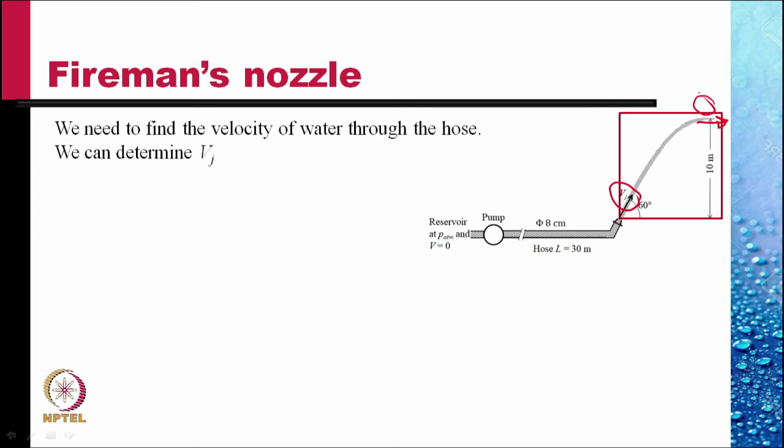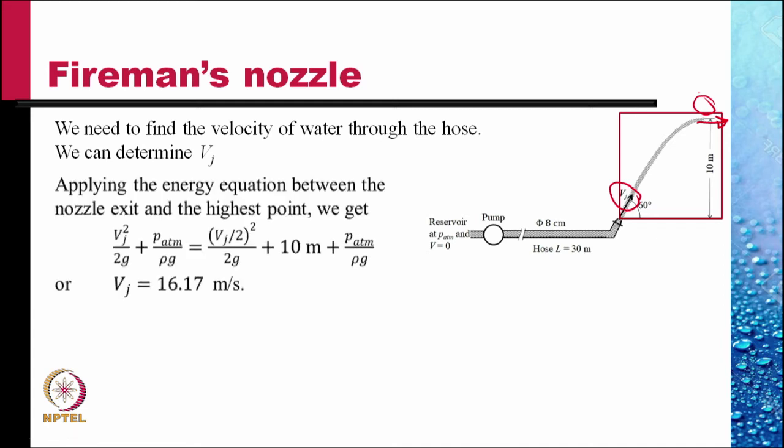We can apply the Bernoulli equation between these 2 points. The pressures at the 2 points are the same, atmospheric, but there is a difference in elevation, and that difference in elevation is 10 meters. Applying the Bernoulli equation, we get the jet velocity to be 16.17 meters per second. Now, this should be the velocity through the hose.